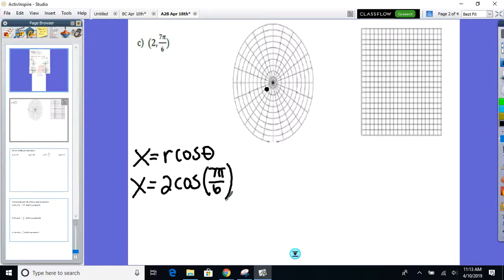And let's keep rounding to the nearest hundredth. What's your x coordinate? Negative 1.73. And I'm hoping there's no rounding needed when you do the y coordinate, r sine theta.